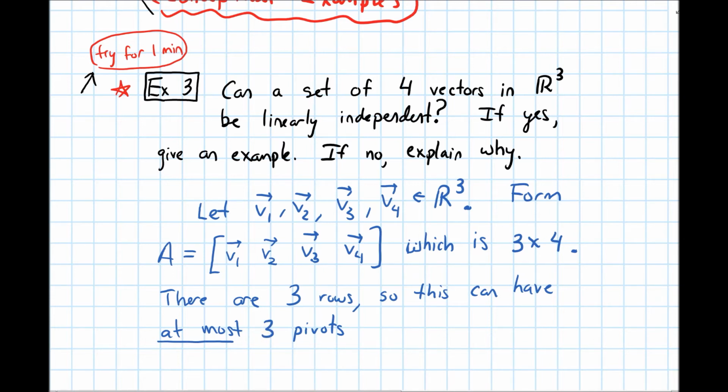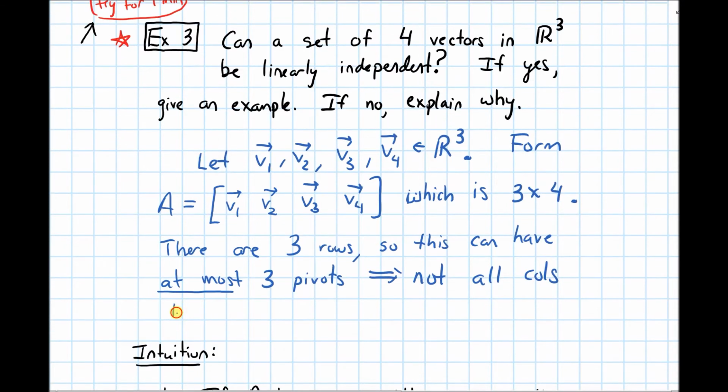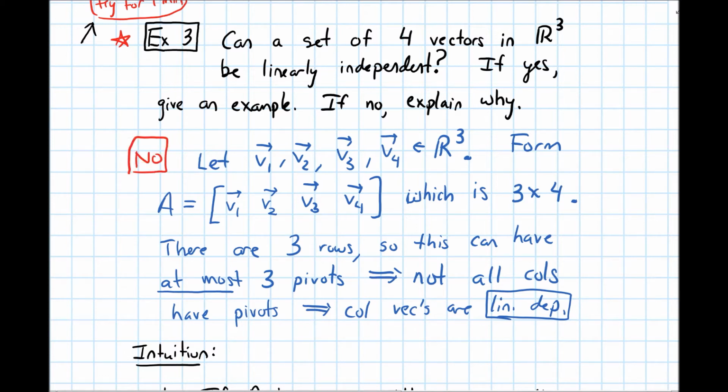So as a result of that, not all the columns have pivots. At least one column won't have a pivot. And that means that the column vectors are linearly dependent. So the question was, can they be linearly independent? The answer is no. No matter what they are, there's not going to be a pivot in every single column. So the vectors for sure are linearly dependent.